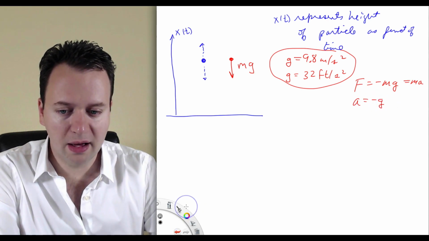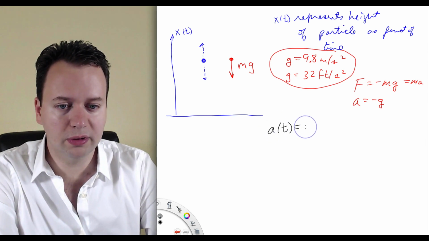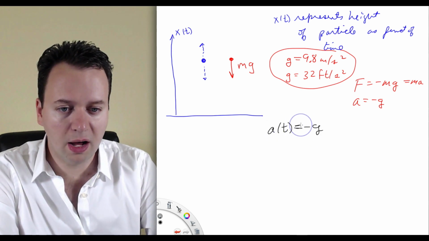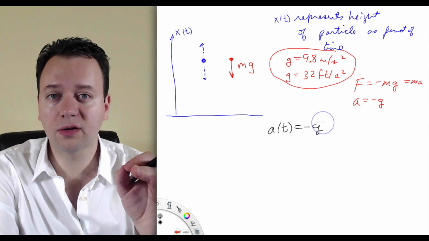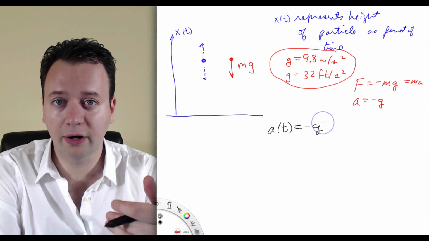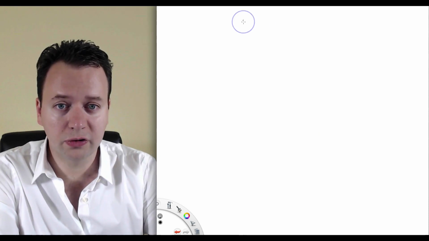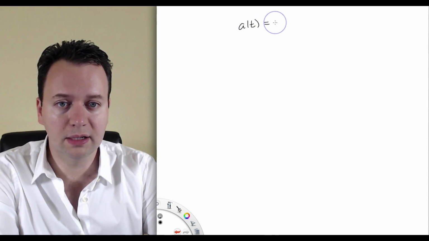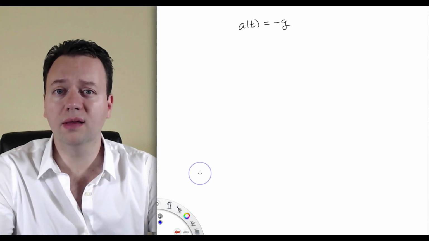So what we have is a of t is just equal to negative g. So we have a constant downward acceleration. And we want to find a formula for the height of the particle as a function of time. Okay, so we'll start off with just a of t is equal to minus g. And so the idea is, well, let's integrate this to find the velocity.